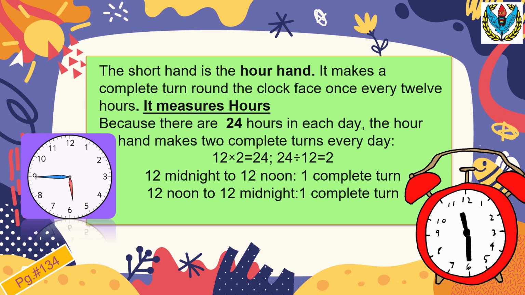Remember this: there are 24 hours in each day. The hour hand makes two complete turns every day. 12 multiplied by 2 is equal to 24. 24 divided by 2 is equal to 12. 12 midnight to 12 noon, one complete turn. 12 noon to 12 midnight, one complete turn.